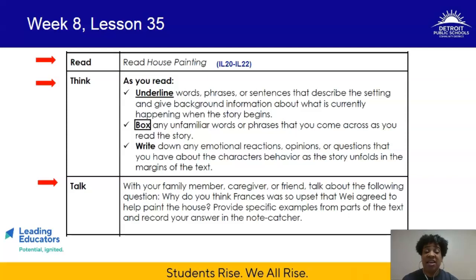You're going to think and talk about, I should say, why do you think Frances was so upset that Way agreed to help paint the house? Provide specific examples from parts of the text and record your answer in the note catcher. So when you get to that portion of the story where Way is painting the house, there is some upsetness about it. You need to think about why that is.